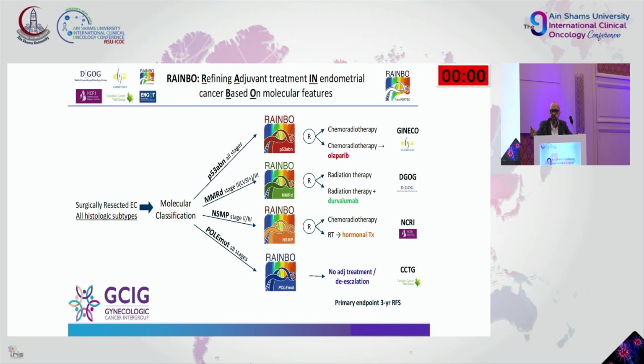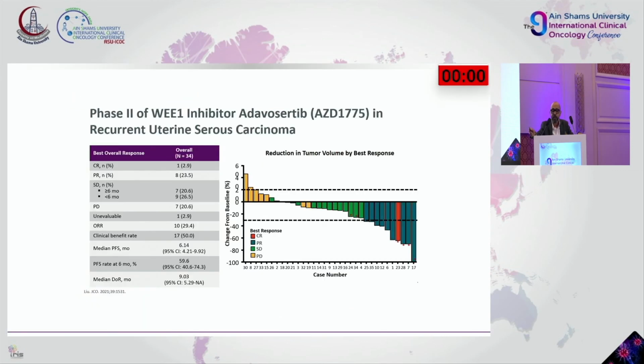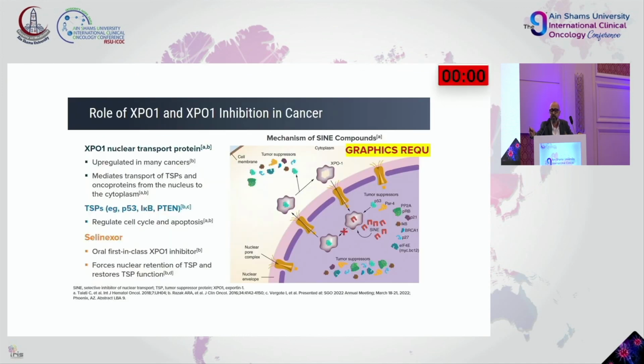The third one is non-specific molecular subtypes. They will receive chemoradiotherapy or radiotherapy, then hormonal treatment alone, and the POLE mutated, which is the best subtype. And if we know that our patient is POLE mutated, we can omit adjuvant treatment, and we do de-escalation of our treatment. And we have also the WEE1 inhibitor adavosertib, and a very important trial which was presented recently.